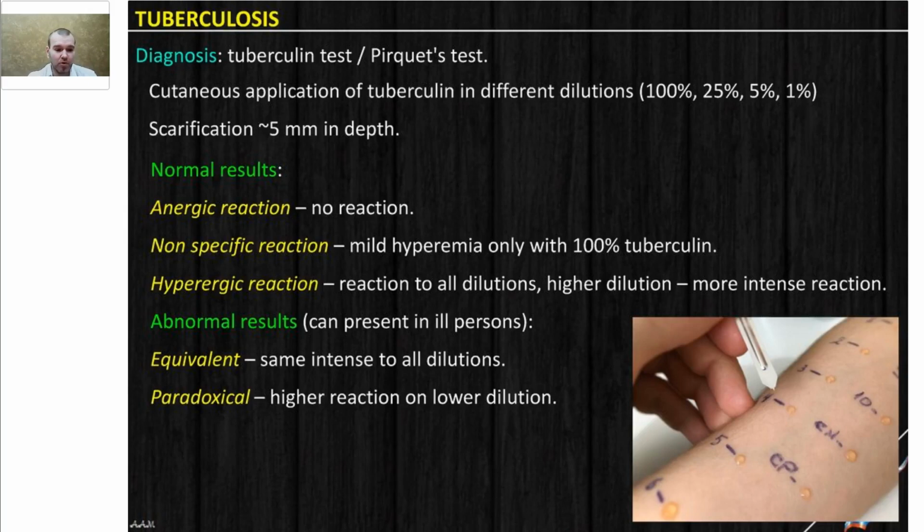And we have abnormal results. Mainly they are identified in subjects who are ill with TB. It is equivalent reaction, when any concentration of tuberculin will give you an equal zone of inflammation. It means the 100% solution will have the same diameter as the 1% solution. And we have paradoxical reaction, when the highest concentration will provide you a smaller zone of hyperemia. These 2 reactions require more detailed medical investigation, medical help, because usually they are observed in people who have active TB.